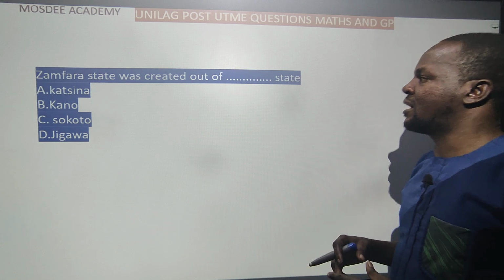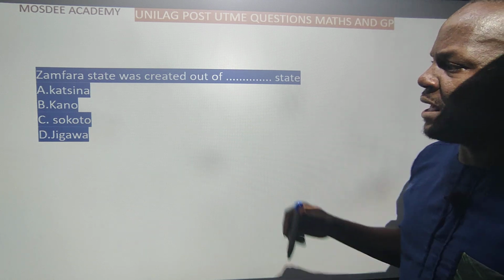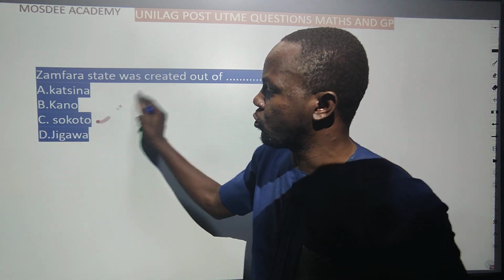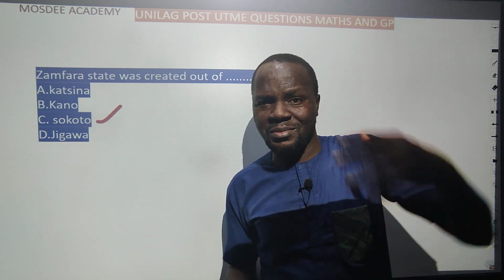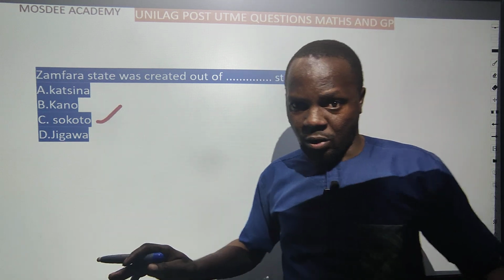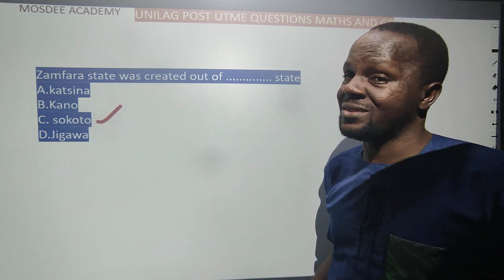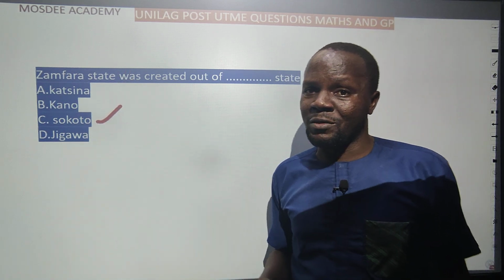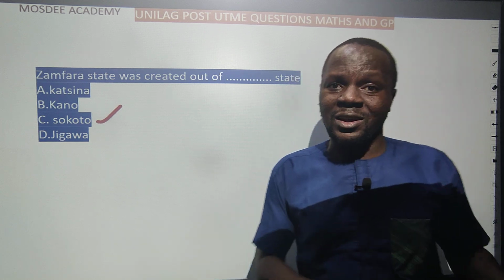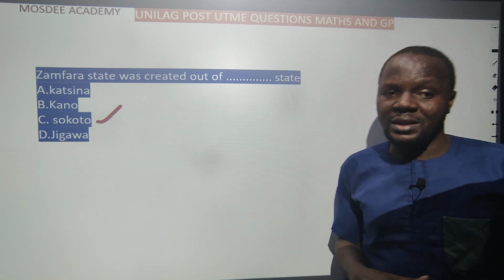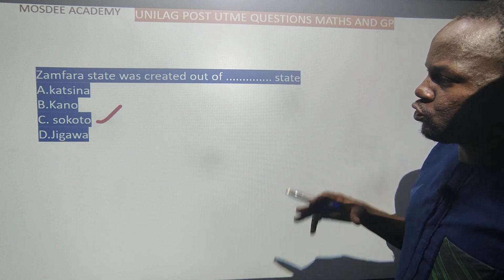Zamfara state was created out of which state? Sokoto. I think it was in 1996 by General Sani Abacha. You can confirm that. I don't teach GP, but as far as I know, you need to study all these things and know the emblem or the slogan of each state as well as their governors. These things are very, very important. Is it Sokoto, I think?